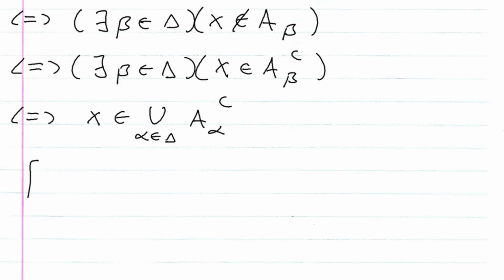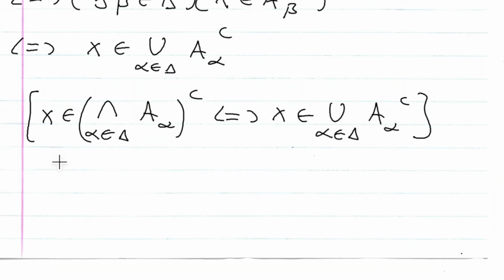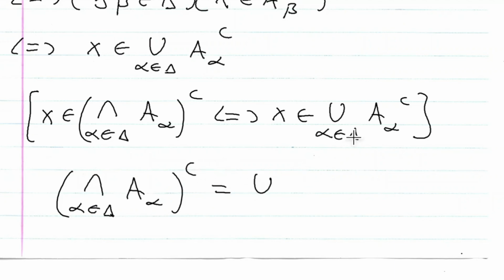So what we got was that X is an element of the complement of this intersection, right, if and only if X is an element of the union of the complements of these sets within the collection, right? And this literally shows that the complement of this intersection is equal to the union of these complements, right? And that's what we set out to do. That is the proof.